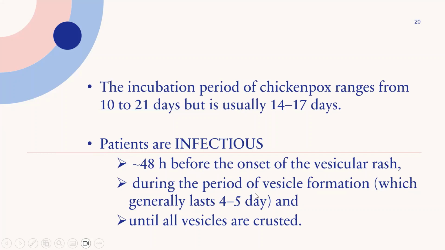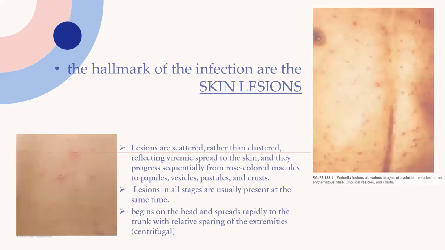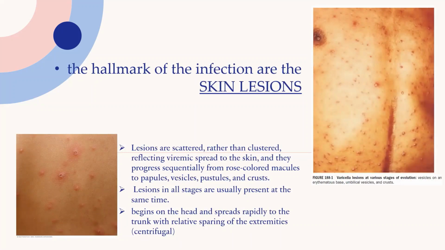So also during the period of vesicle formation, which generally lasts for 4 to 5 days, and the patient is infectious until all vesicles are crusted. The hallmark of the infection are the skin lesions. So lesions are scattered rather than clustered, reflecting viremia spread to the skin, and they progress subsequently from rose-colored macules to papules, vesicles, pustules, and crusts. So lesions in all stages are usually present at the same time.